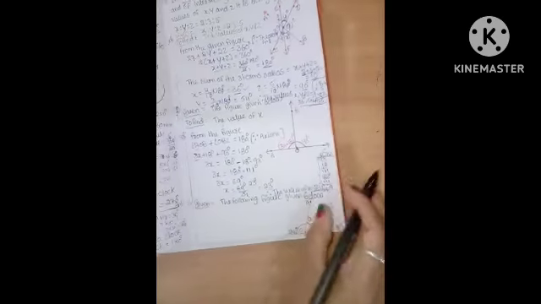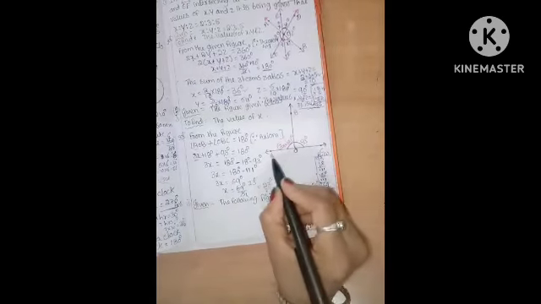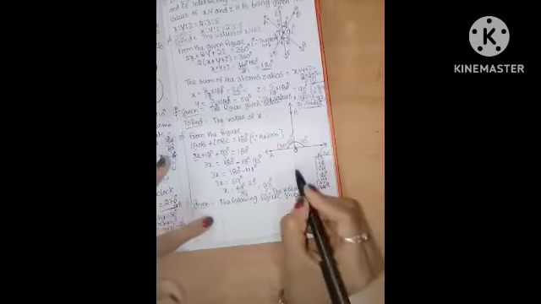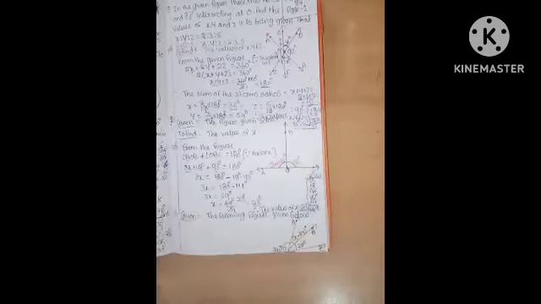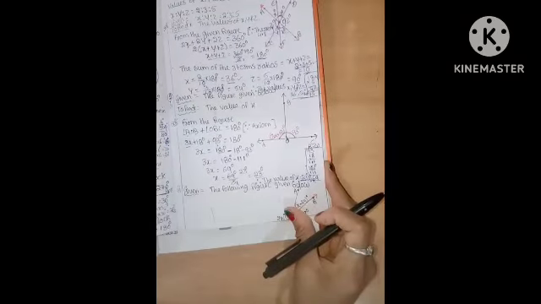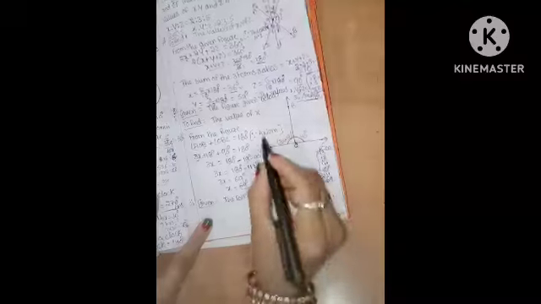Why? Because this is a straight line. AC is a straight line, so the sum of these two angles is equal to 180 degrees. We know that these two are adjacent angles. So by using this, this problem's solution is over, and next we will go to the second problem.